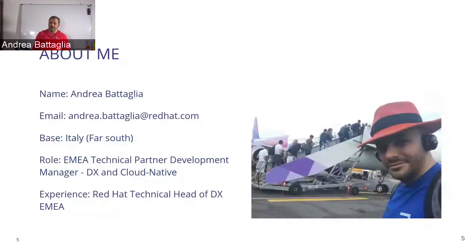So again, my name is Andrea Battaglia and I'm based in Italy. I work for Red Hat, for partners actually in EMEA. And I'm bringing to you my previous expertise as technical head of EMEA services for digital transformation in Red Hat. It's interesting, digital transformation is an ongoing process. And when you face digital transformation use cases and projects, you always want to have as a main goal the continuous improvement and continuous innovation for your customer use cases. And this is what we are trying to achieve in this webinar series together with Jonathan and the Konveyor community team.